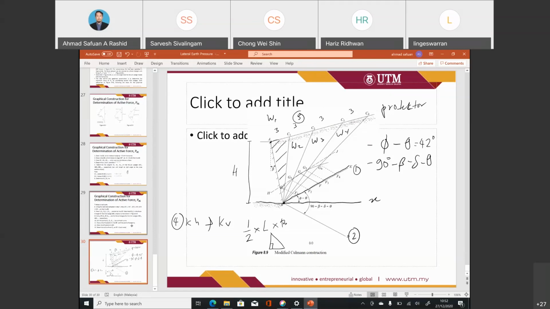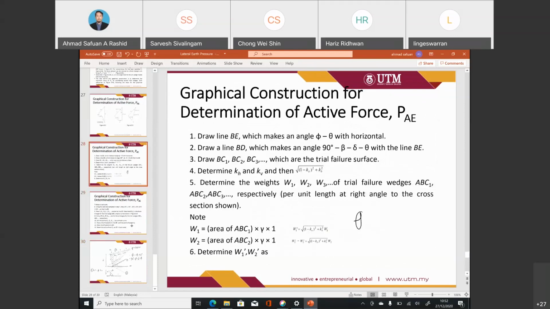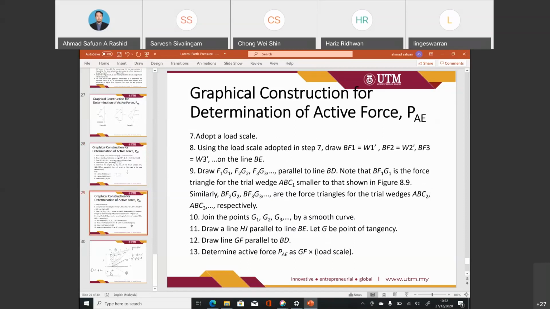Once we have obtained the W, you need to multiply it with this formula from the KV. From there, that is your W1 prime, W2 prime, and so on and so forth. So that is step number 6, and step number 7.